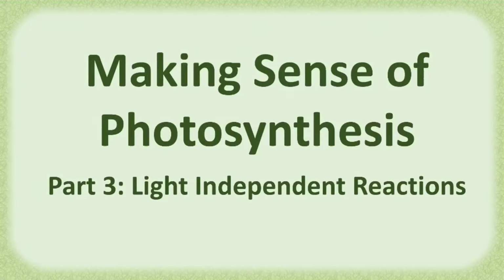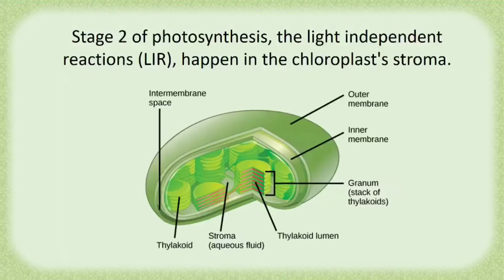This is the third and final video in a series of 3 looking at the detail of what happens during photosynthesis. And in this video we look at stage 2 of photosynthesis in some detail, the light-independent reactions. In the last video we considered how the first stage of photosynthesis, the light-dependent reactions, take place in the thylakoids and use some fairly sophisticated protein structures embedded in the thylakoid membrane.